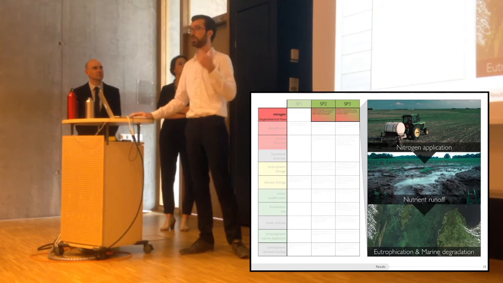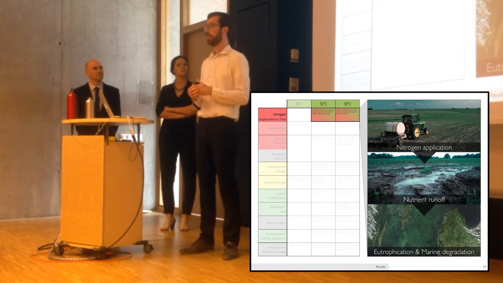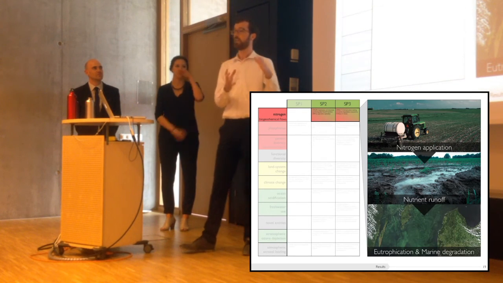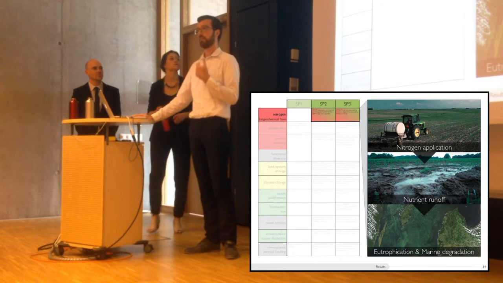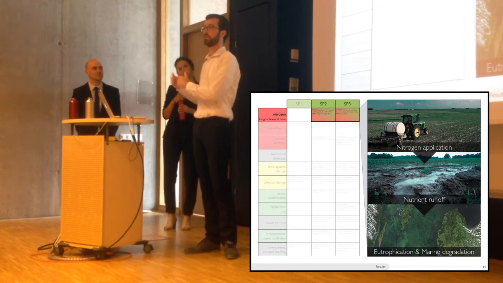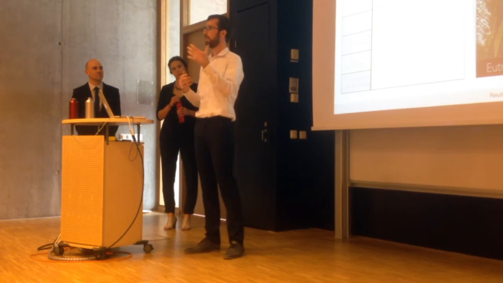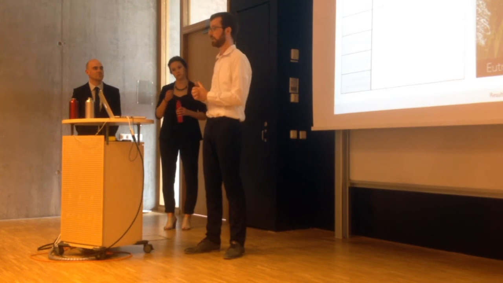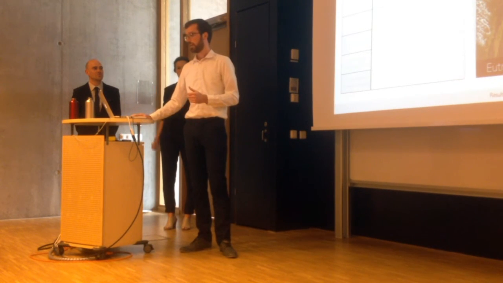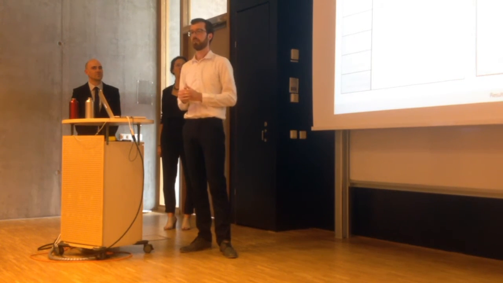So in this process, this nitrogen is applied on soils and then not all taken up by plants. Some of it runs off into waterways and ends up in oceans and seas such as the Baltic Sea, where it leads to eutrophication, hypoxic areas, and eventually dead zones where no life exists anymore. So how did it intersect with the different SPs?